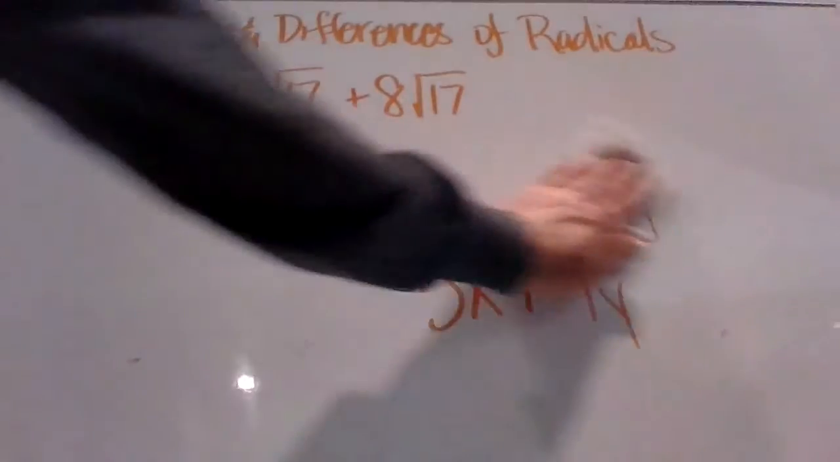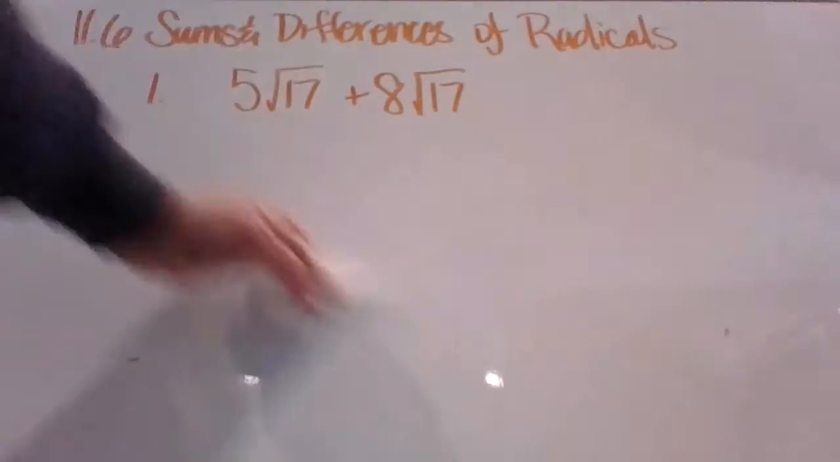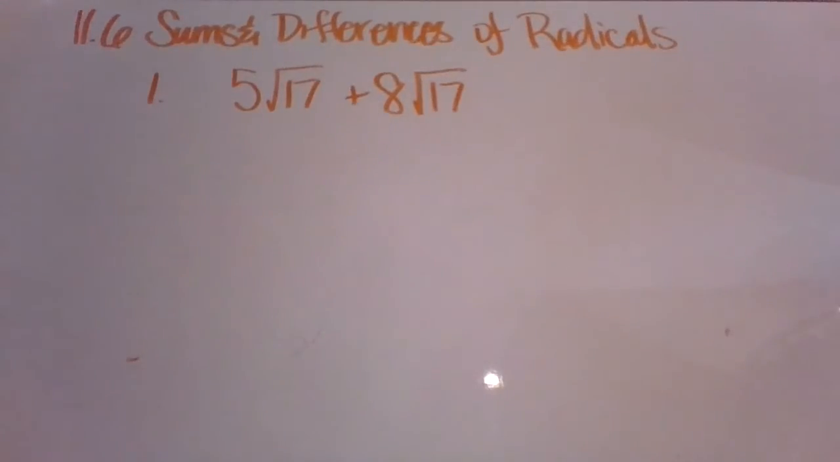It's the same way with the adding and subtracting of radicals. So the first thing I need to look is, do my radical signs match? Well, they're both the square root of 17. So that means I can add them together.